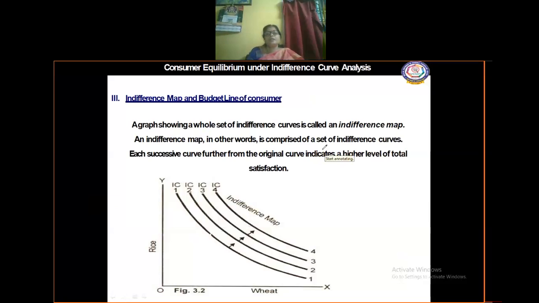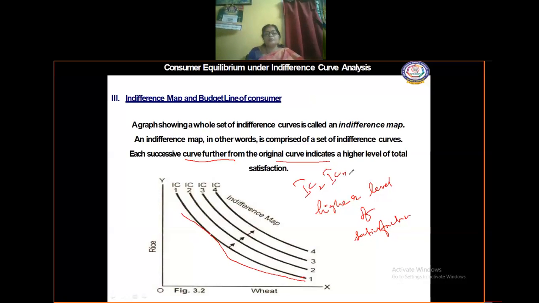So you can see that successive curves further from the original curve indicate IC1 is the original curve, and as it shifts it is a higher level of satisfaction. IC2, IC3 and all are higher levels of satisfaction. So IC2, IC3, as it goes away from the origin, it is a higher level of satisfaction.